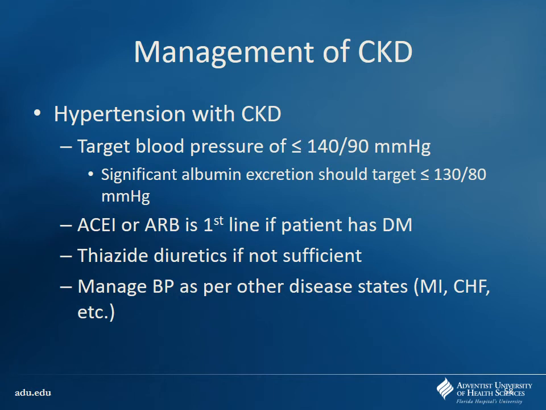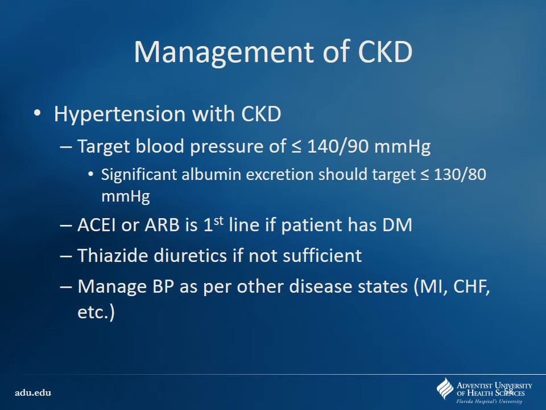So typically for hypertension, we want to make sure we get the patient's blood pressure. Usually the goal is around 140/90. If they have a lot of protein spillage, a lot of albumin being released through the kidneys, you want to maybe shoot for a little bit lower than that, but usually 140/90 is pretty good. Really, if they have diabetes, ACE inhibitor and ARB should be first line for them. Usually a thiazide diuretic won't be sufficient to get their blood pressure under control.